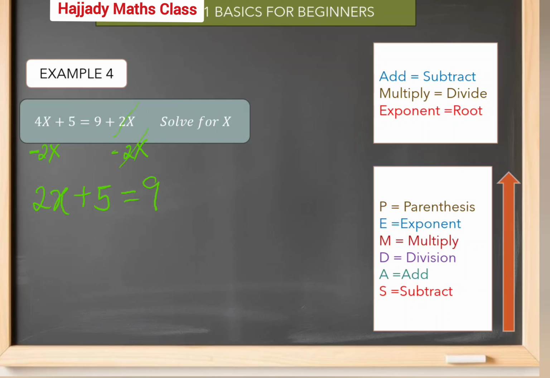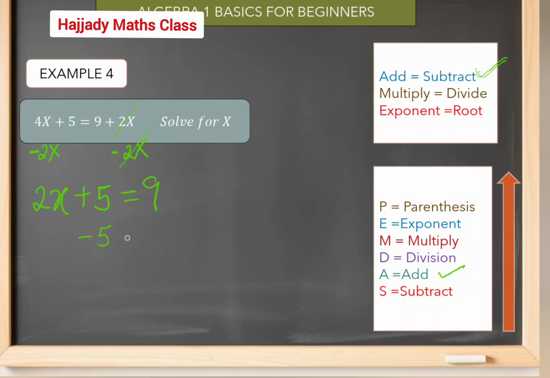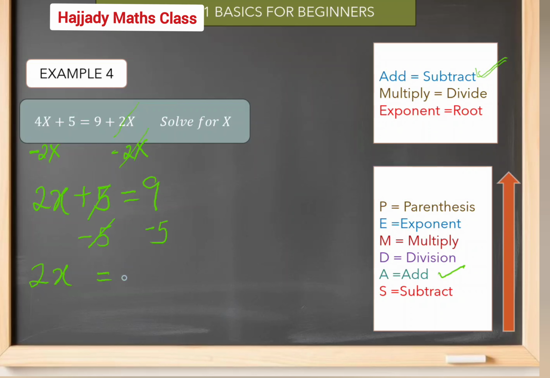Now we have this. What next? Like I said, using this rule of PEMDAS, subtraction, no. Addition, yes, we have. If you have addition, what is the inverse, which is subtraction? So you subtract 5 from both sides. And here we have 2x, 5 cancels out 5, 9 minus 5 gives 4.